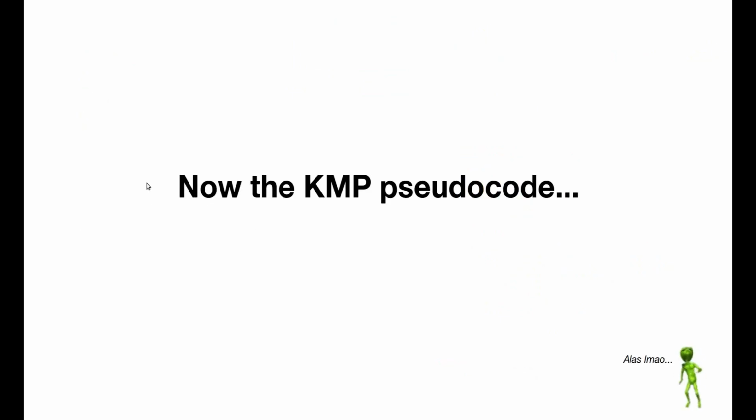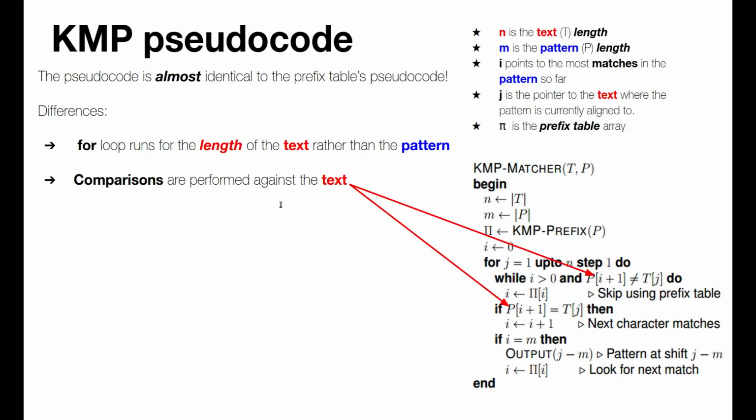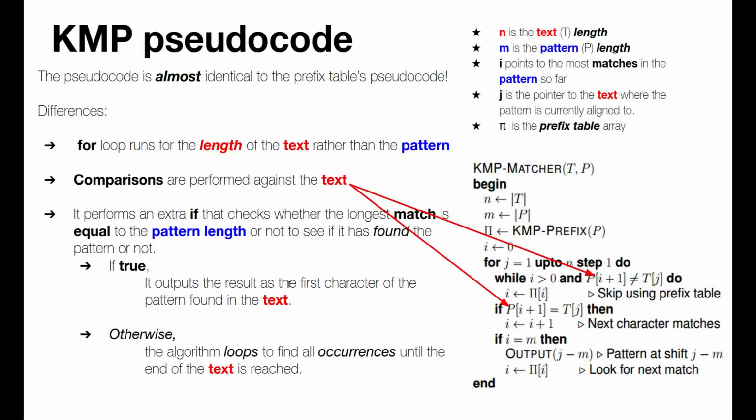Now, the KMP pseudocode. KMP pseudocode is almost identical to the prefix table's pseudocode. The main difference is the for loop runs for the length of the text rather than the pattern, where the length of the text is denoted by n. The comparisons are now performed against the text rather than the pattern. It performs an extra if that checks whether the longest match is equal to the pattern length or not, to see if it has found the pattern or not. If true, it outputs the result as the first character of the pattern found in the text. Otherwise, the algorithm loops to find all occurrences until the end of the text is reached.